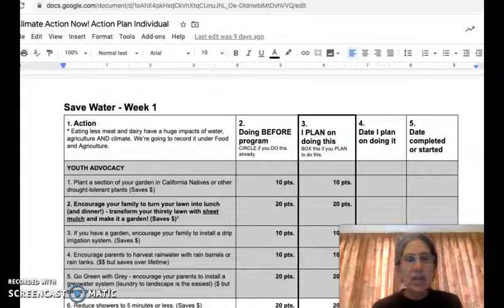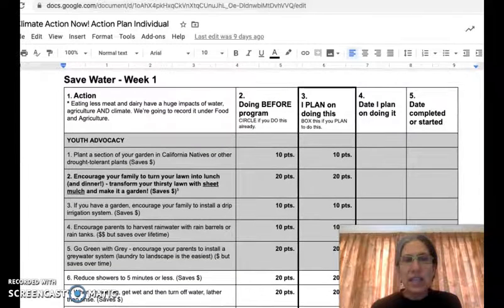And then you can see here's water. The things that are gray are more advocacy points. A kid can't necessarily put in a number 4 rainwater harvesting tank, but they can encourage their parents to do it. If you've already done it, you would circle it here, or if you plan to do it. So you might circle this, you might circle that.